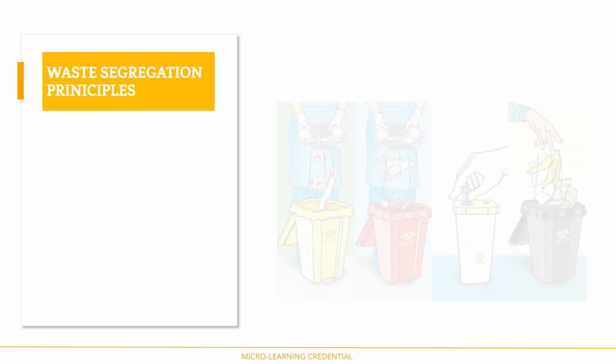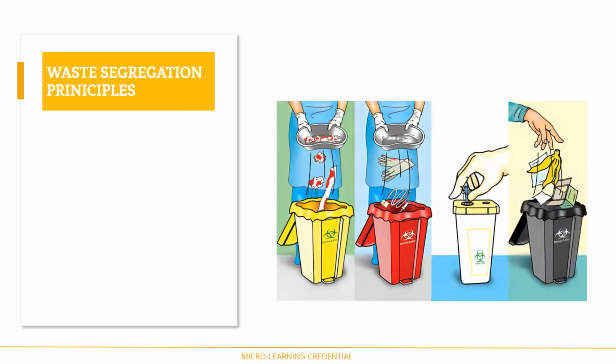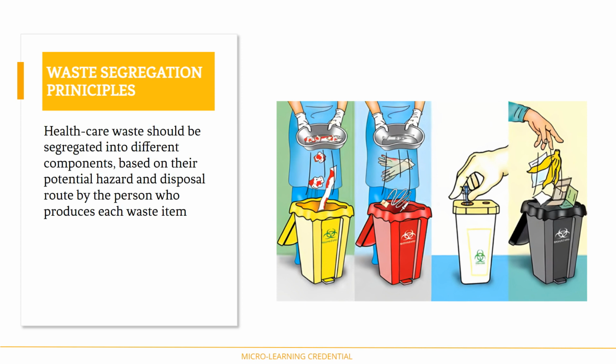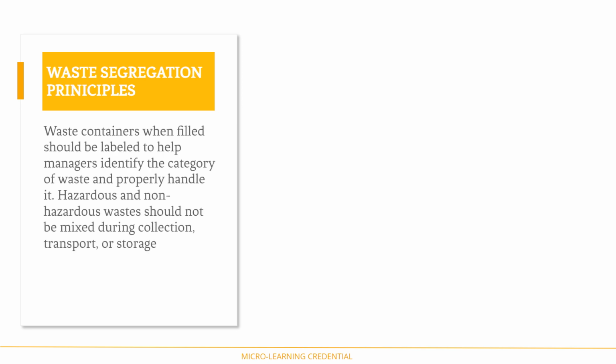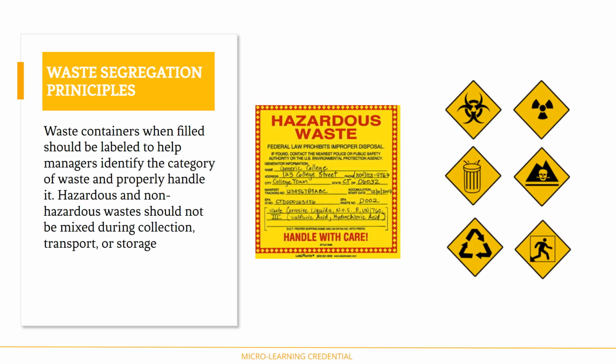There are some general principles of good healthcare waste management practices that can help guide a health facility towards effective waste collection, treatment, and disposal. They are: healthcare waste should be segregated into different components, based on their potential hazard and disposal route, by the person who produces the waste. Separate containers should be available in each clinical area for each type of waste. Waste containers when filled should be labeled, to help workers and managers identify the category of waste.